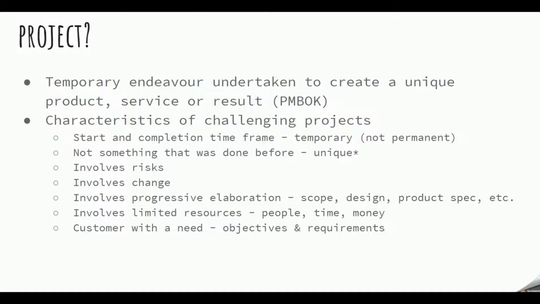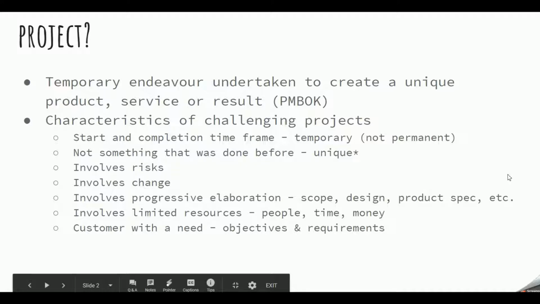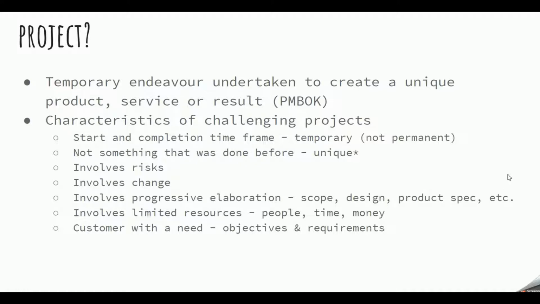The definition of any project is a temporary endeavor undertaken to create a unique product, service, or result, according to PMBOK. For those of you who are not familiar with PMBOK, it's the Project Management Body of Knowledge book. This is an actual published book which consists of an entire collection of processes, best practices, and terminologies for project management. If you're interested in finding out more, feel free to Google it and you'll find more information.